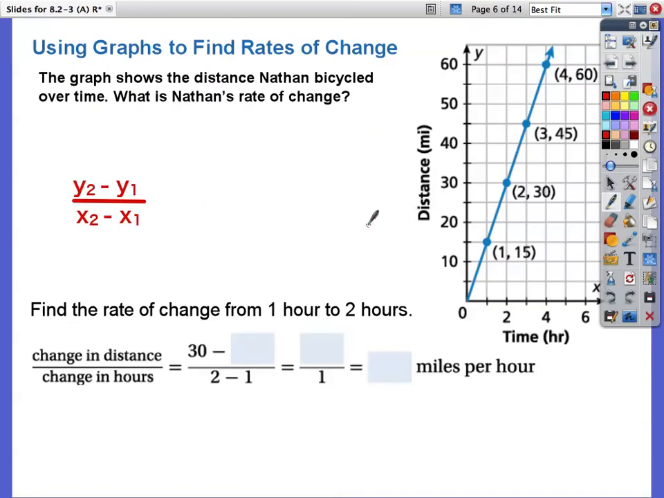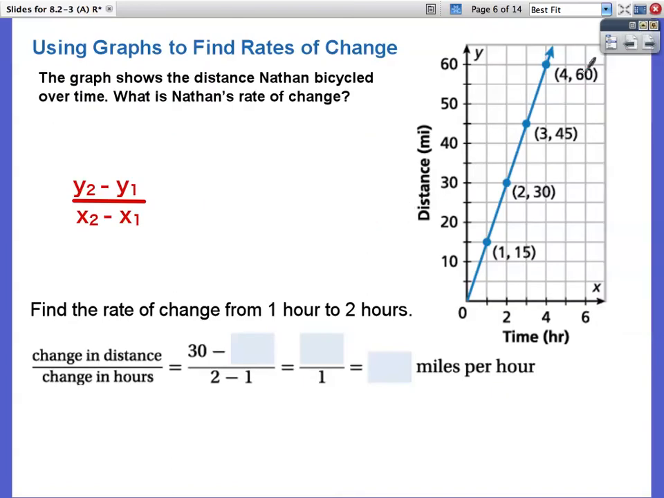Okay, so let's take a look at this. This is the last example. The graph shows the distance Nathan bicycled over time. What is Nathan's rate of change? Find the rate of change from 1 hour to 2 hours on the graph. Notice the x values here are in hours, and the y-axis here is in distance. Also, notice we're going to use this equation yet again to find the rate of change.